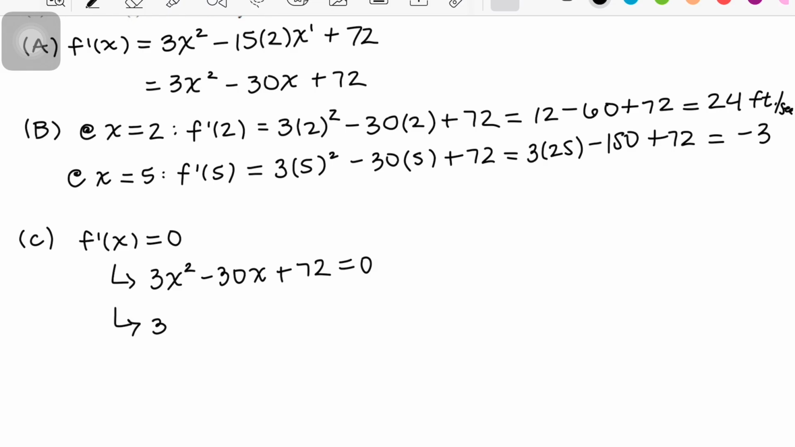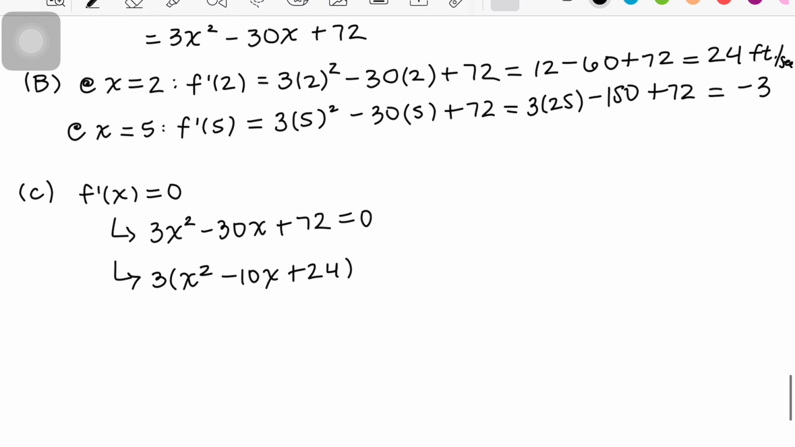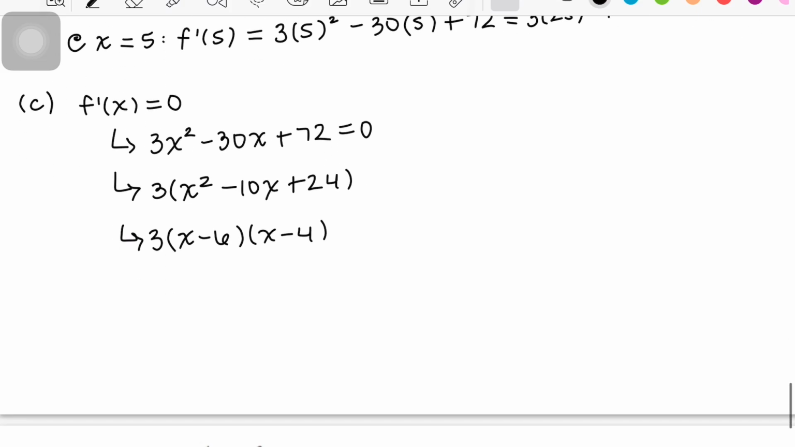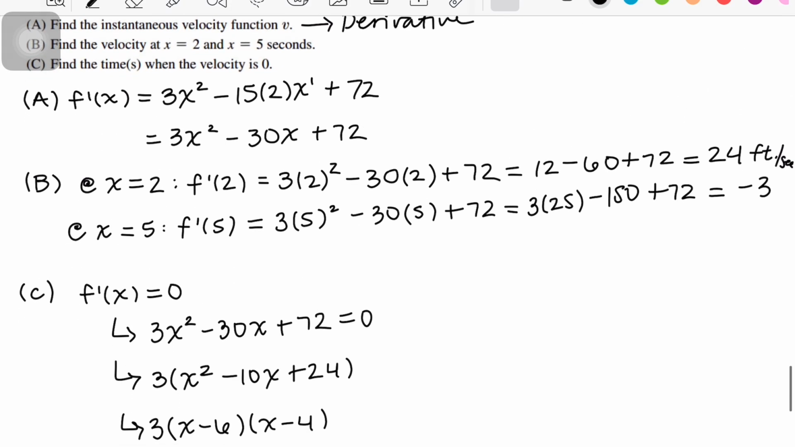First thing we'll do is take a 3 out from each term, so then we're left with x squared minus 10x plus 24. And then this turns into a pretty simple factoring. We need two numbers that'll multiply to be 24 and add to be negative 10. So that'll be negative 6, negative 4. All right, so at x is equal to 4 and x is equal to 6 seconds, our velocity will be equal to 0.